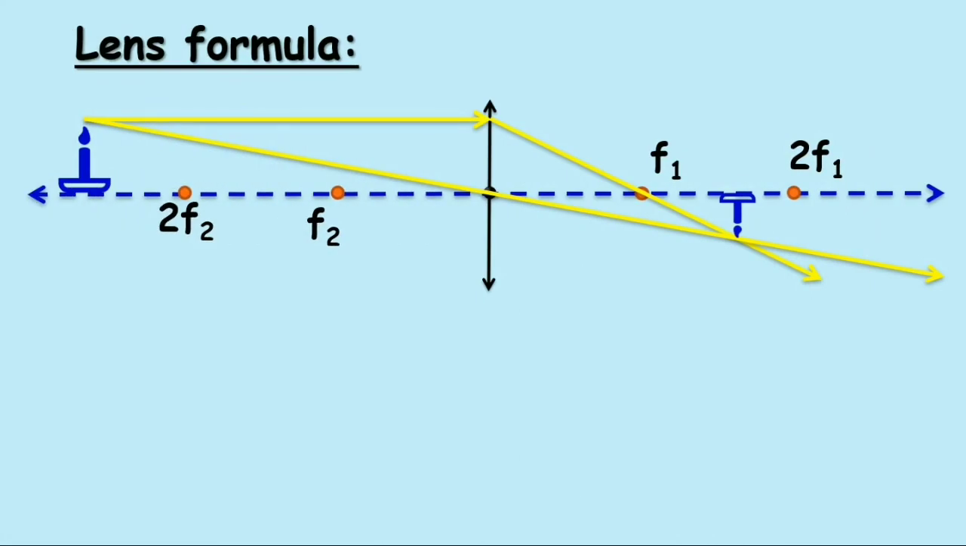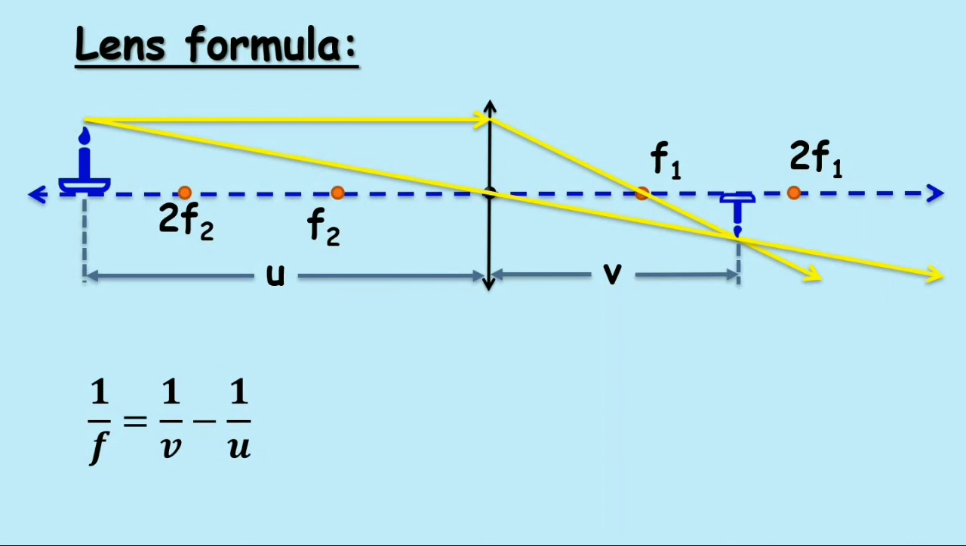Lens formula. When an object is placed for a convex or concave lens, they will form an image, whether it is erect or inverted, real or virtual, whatever it may be. The distance between the object and optic center is called the object distance, and it is represented by u, and the distance between the image and optic center is called the image distance, represented by v, and the focal length is given by f.